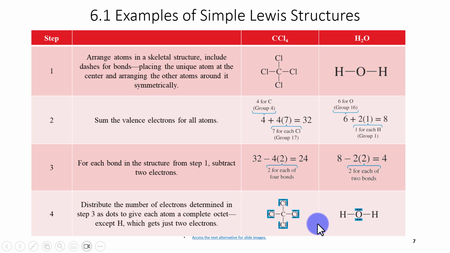Now, the last step that I need to do is to assure myself that all of my atoms have 8 electrons around. 2, 4, 6, 8 for each chlorine. The chlorines are happy. What about the carbon? 2, 4, 6, 8. So the carbon is also happy. I've used up all my valence electrons, and this molecule is done as well.